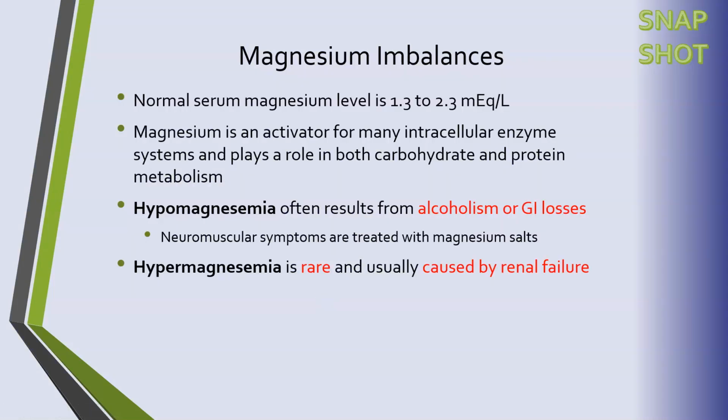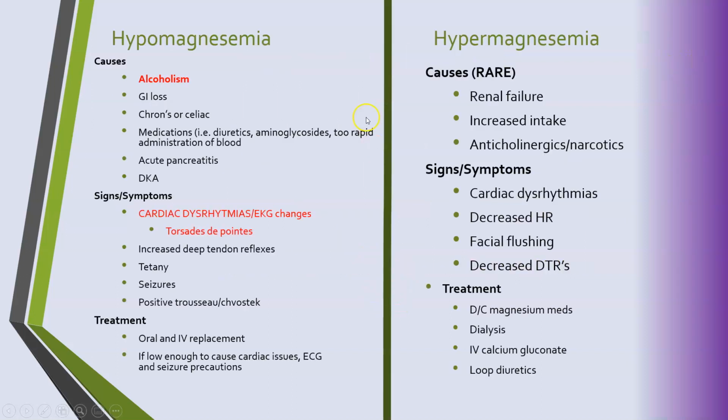Magnesium imbalances, you won't see this as often, but should still be aware of it. Know your normal serum magnesium levels are 1.3 to 2.3. Magnesium is an activator for many intracellular enzyme systems and plays a role in both carbohydrate and protein metabolism. Hypomagnesemia often results from alcoholism or GI losses. Neuromuscular symptoms are treated with magnesium salts. And hypermagnesemia is rare and is usually caused by renal failure.